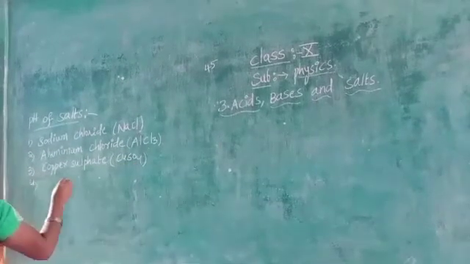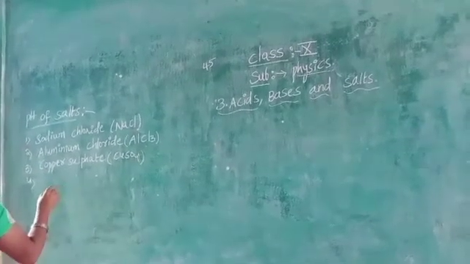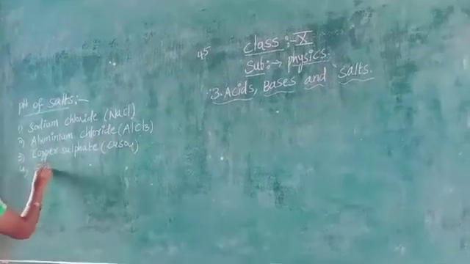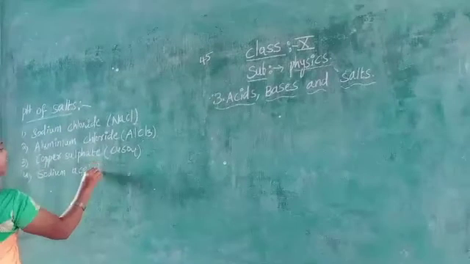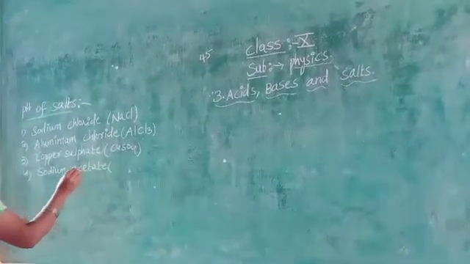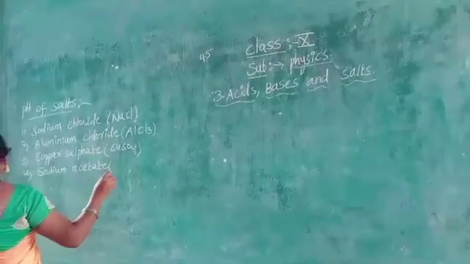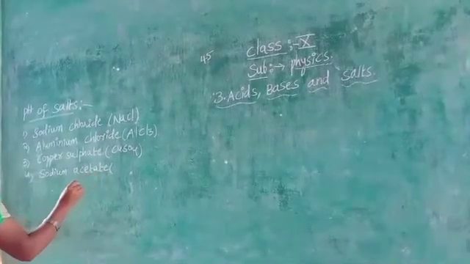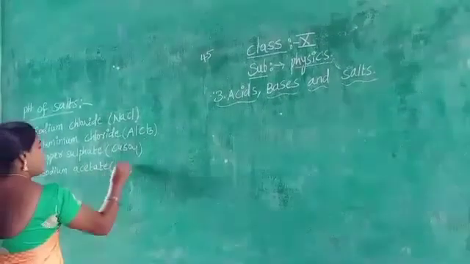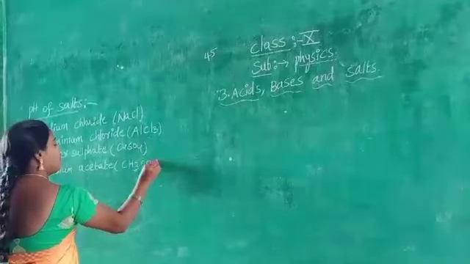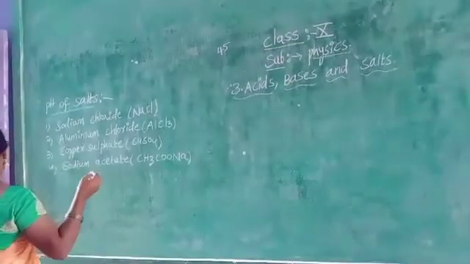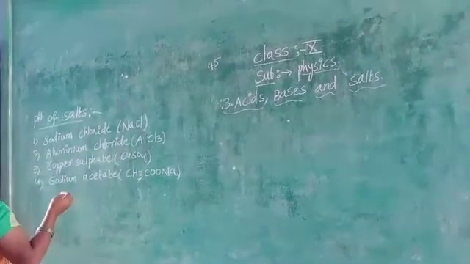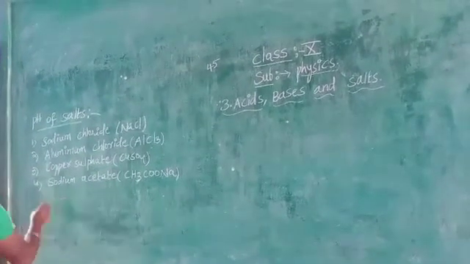Next one, sodium acetate. What is the formula of sodium acetate? It is CH3COONa. Note down these formulas. Next one, ammonium chloride.